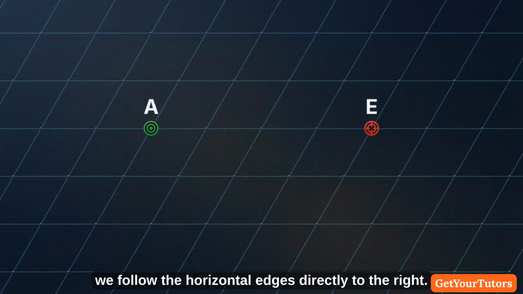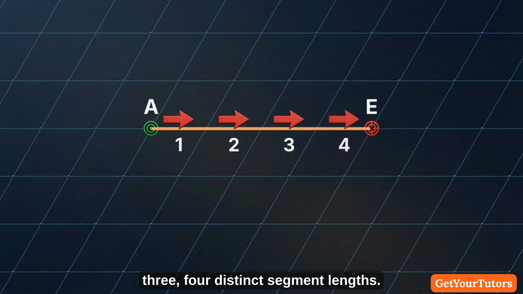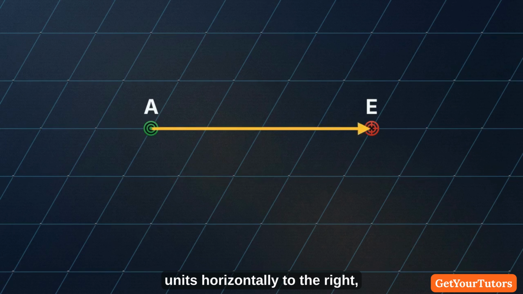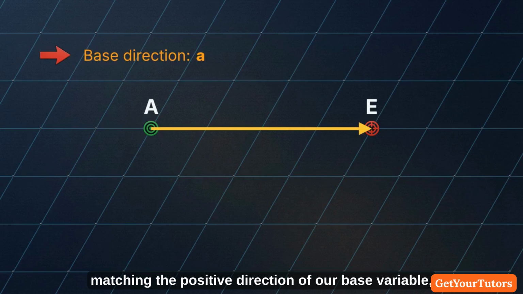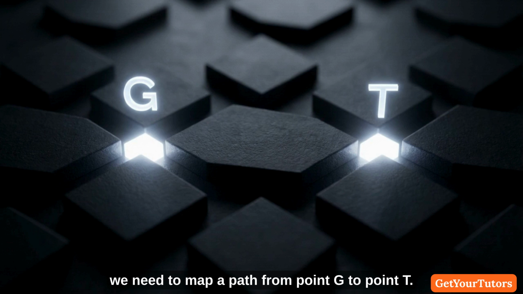To get from A to E, we follow the horizontal edges directly to the right. We move 1, 2, 3, 4 distinct segment lengths. Since we traveled 4 units horizontally to the right, matching the positive direction of our base variable, the algebraic answer is exactly 4A. Next, we need to map a path from point G to point T.